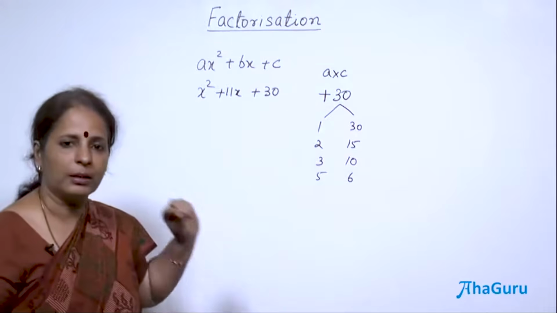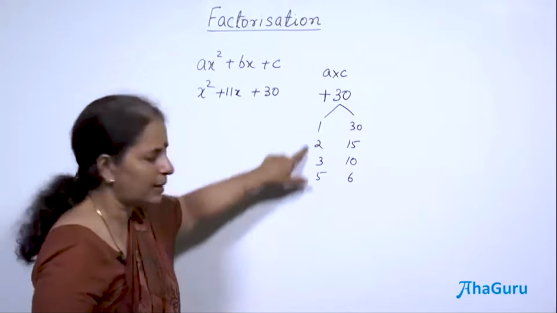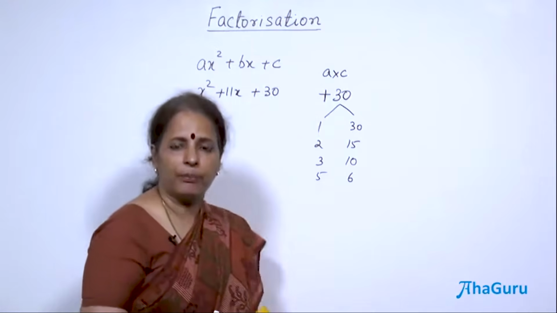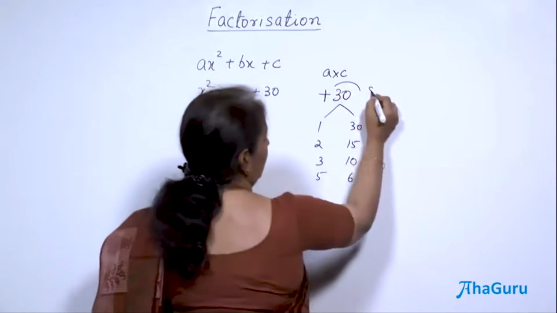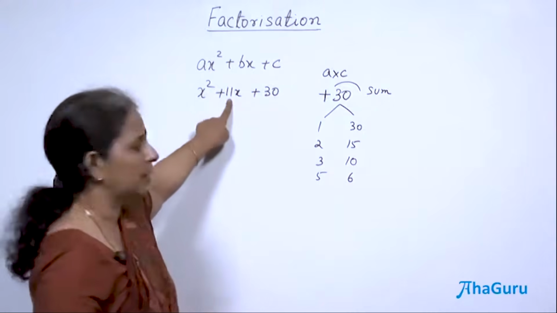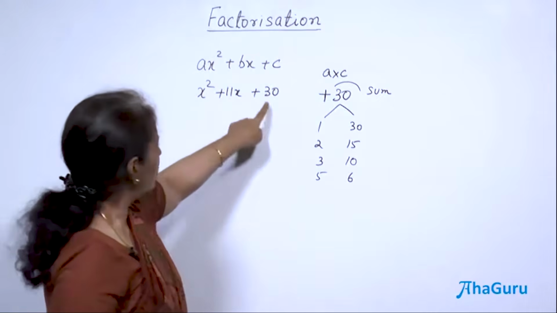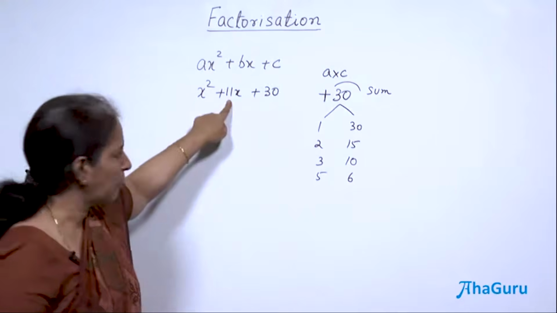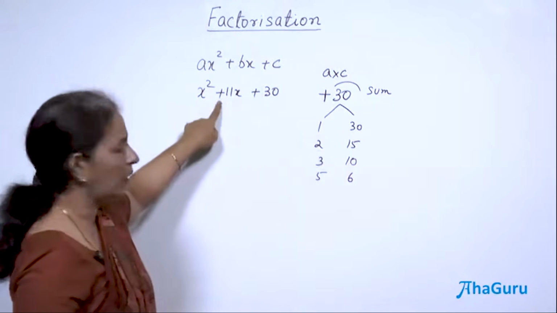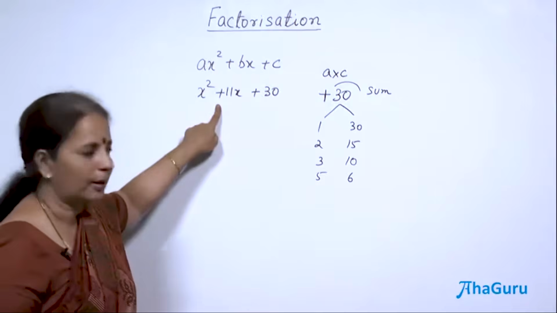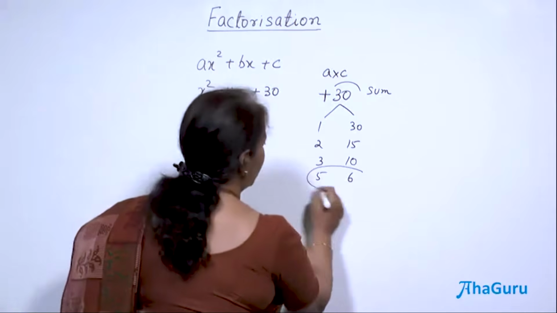Now what am I supposed to do? I will take one set out of this, so that this plus sign says sum. Plus means sum. So the sum of the 2 factors should be this number, 11. So 30 plus 1 should be 11, not possible. 15 plus 2 should be 11, not possible. But this is possible: 6 plus 5 is 11, isn't it? So out of the 4, I will take this.